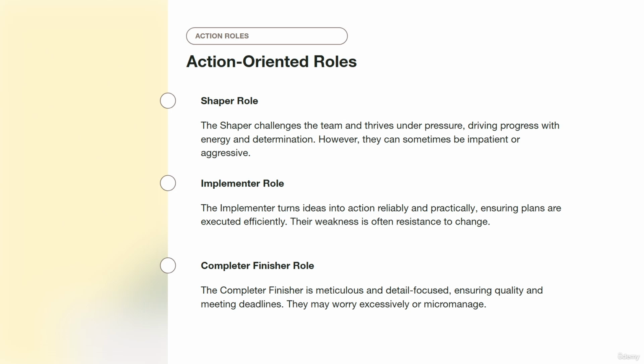The implementer turns ideas into action reliably and practically, ensuring plans are executed efficiently. Their weakness is often resistance to change. So the implementer will be usually very detail oriented and have clear ideas about the steps that need to be taken, which means that they might lack a little bit of flexibility. The completer finisher role is meticulous and detail focused, ensuring quality and meeting deadlines. They may worry excessively or micromanage.